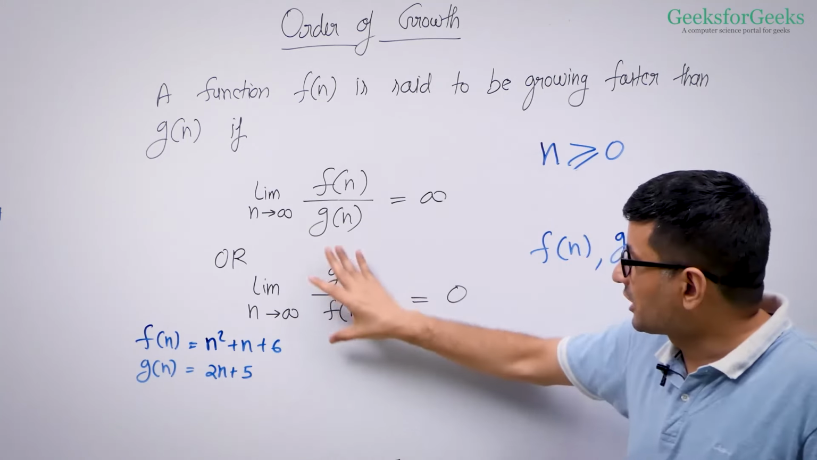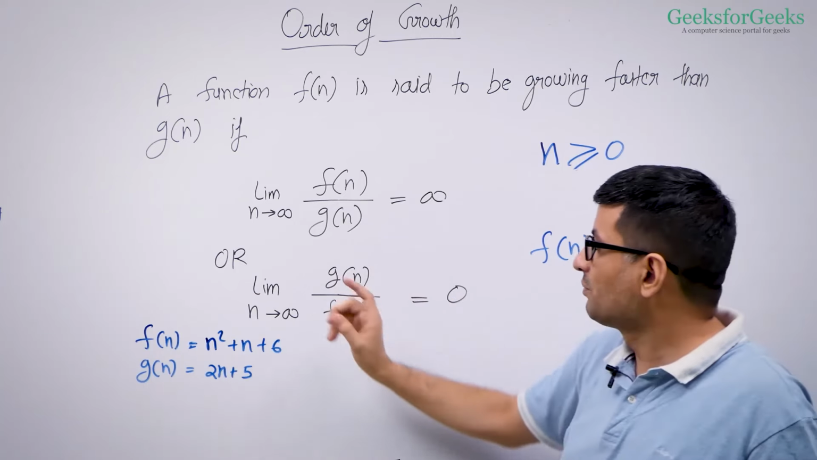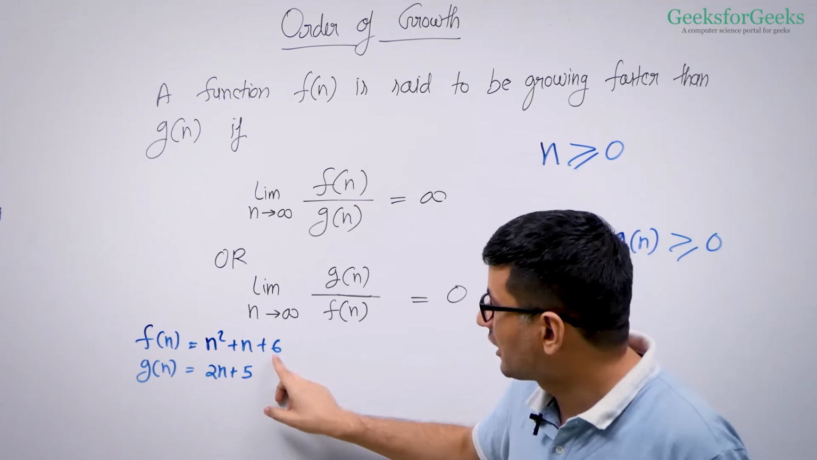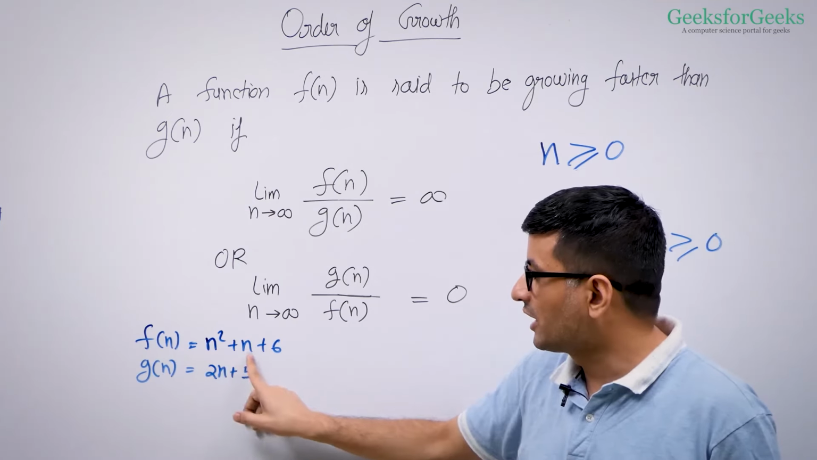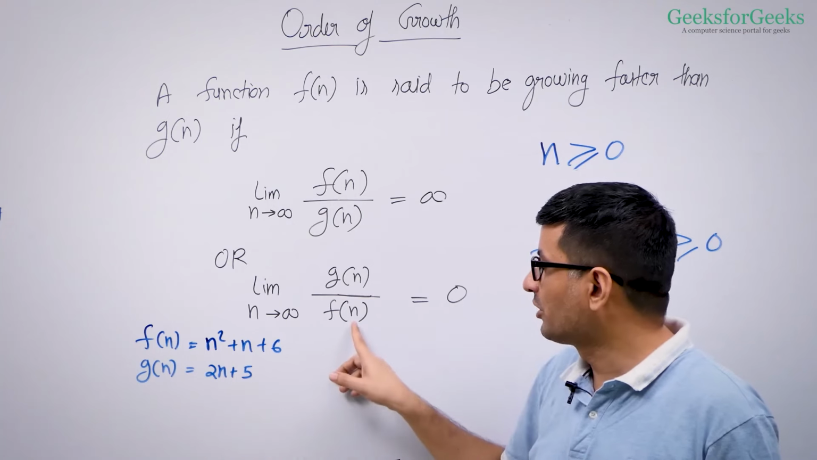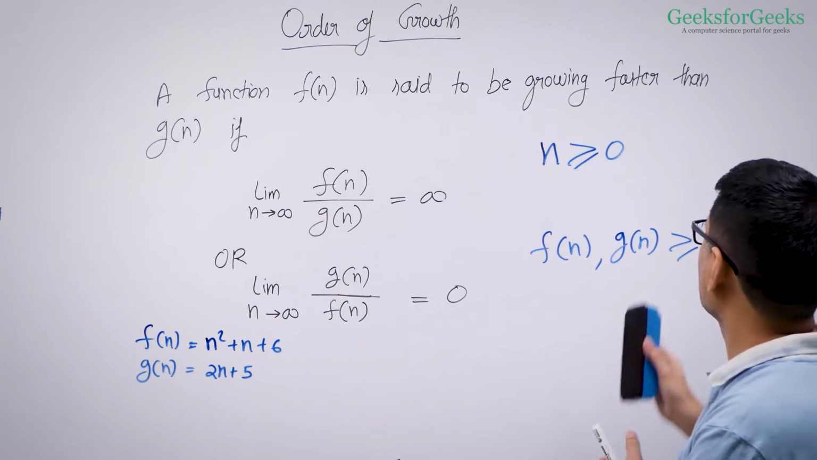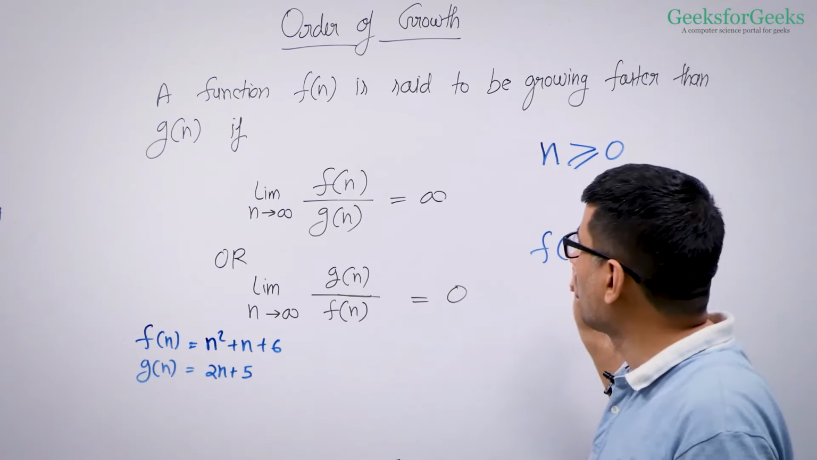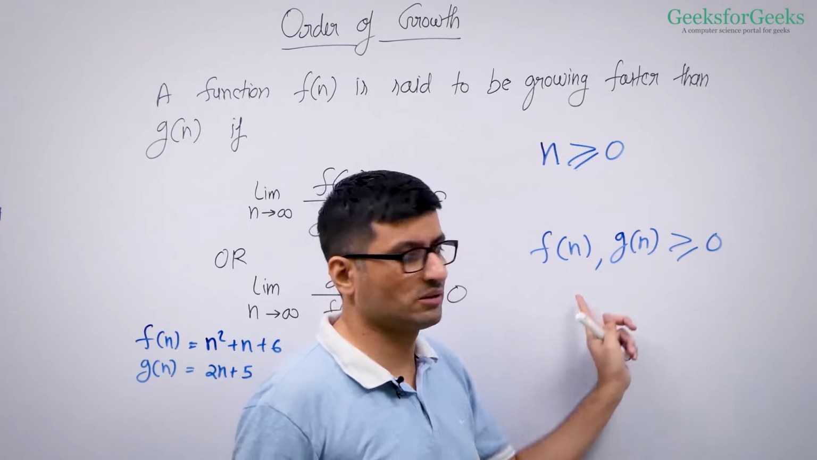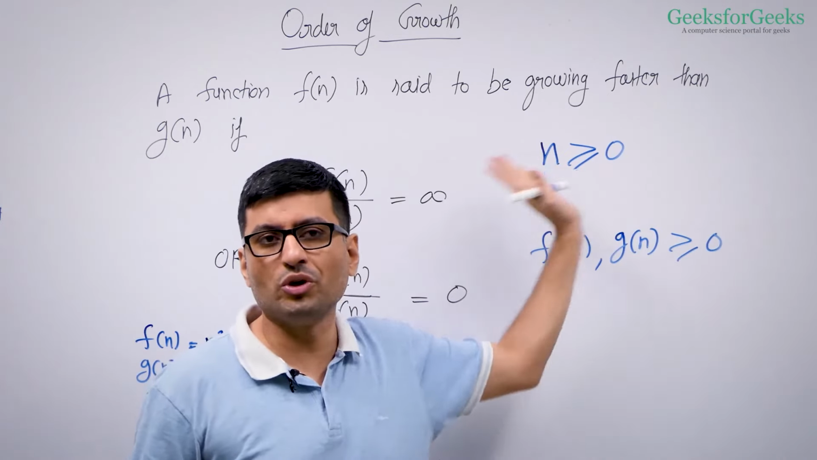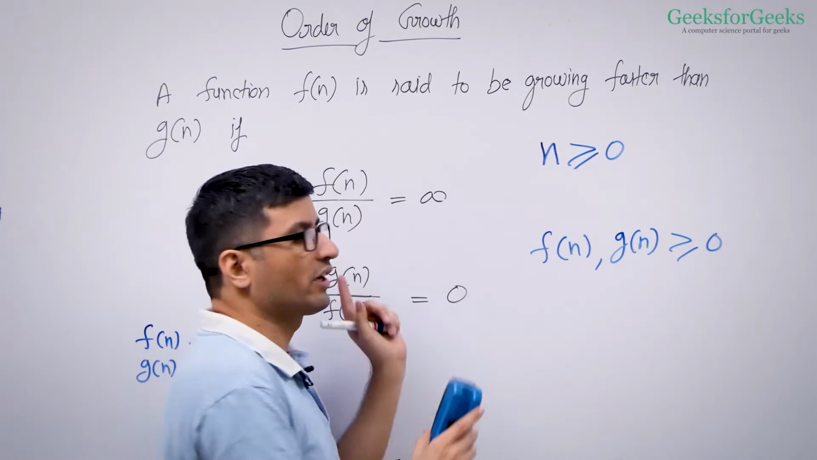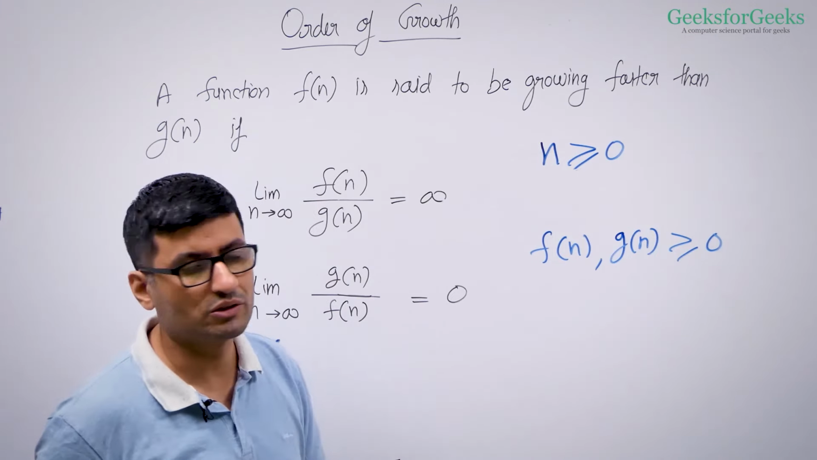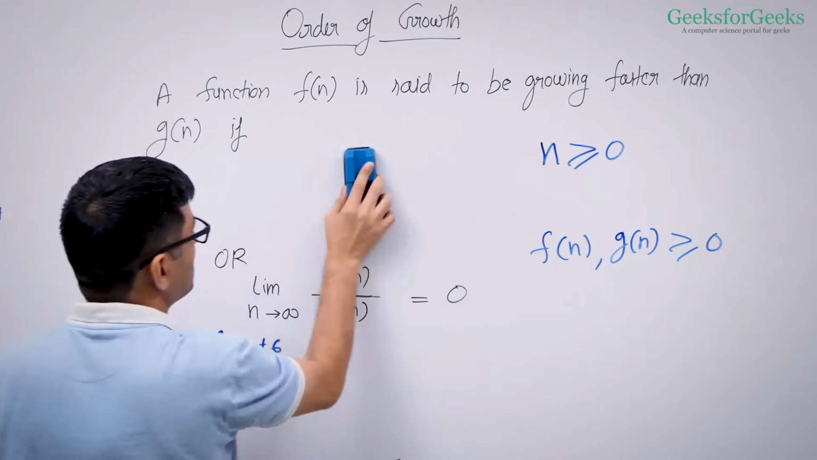I'm going to use this expression to prove that the order of growth of F(n) is higher. I've taken this example, n square plus n plus 5 and 2n plus 5, and I'm going to use this expression to show that F(n) is growing faster. And please remember, all this discussion is under these assumptions: first quadrant of the 2D coordinate system, where n is greater than or equal to 0, and F(n) and G(n) are also greater than or equal to 0. They are mainly positive functions.